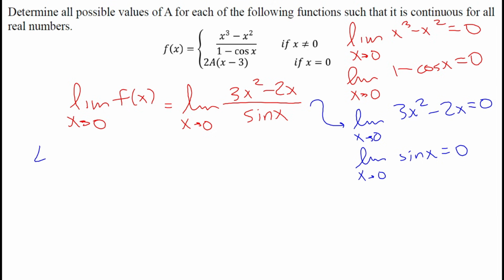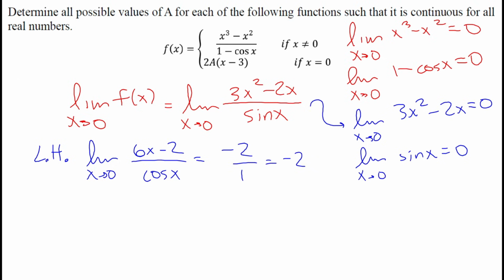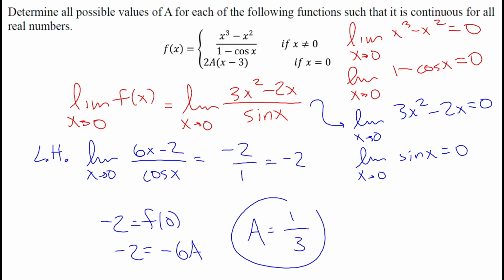So using L'Hopital's rule again, we'll get the limit as x approaches 0 of 6x minus 2 over the cosine of x, which will just be negative 2 over the cosine of 0, which is 1, or negative 2. So our limit is equal to negative 2. We just need to set that equal to f of 0. So we have negative 2 is equal to negative 6a. Right? If x is 0, we have 2a times negative 3. And so if we divide by negative 6, we get a is equal to 2/6, which is 1/3.